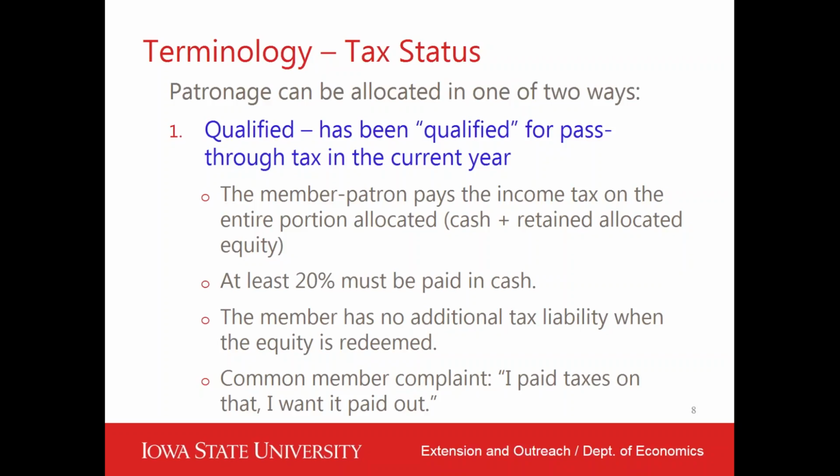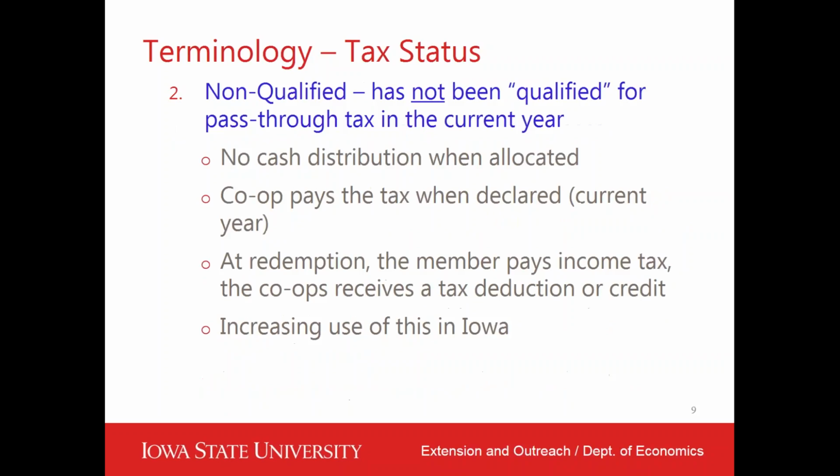One of the common complaints we hear on qualified allocations that have very long-lived redemption schedules is from members who say, well, look, I paid the taxes on that money, and I would like to have it redeemed to me sooner rather than later. That's a valid complaint, which leads to the other way to allocate patronage, which is in a non-qualified way.